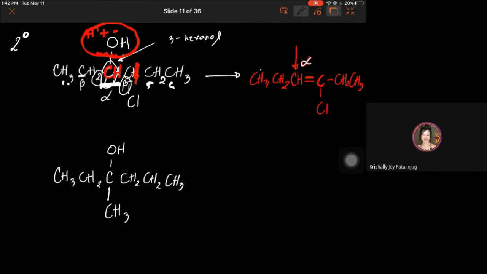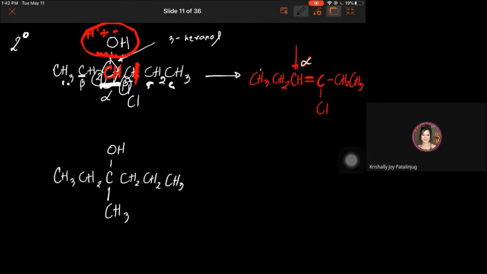Okay? So, you have to follow Zaitsev's rule. Because according to that rule, you will produce the most substituted alkene. And according to that rule, the most substituted alkene is considered the most stable, the most favored alkene product during a dehydration reaction.